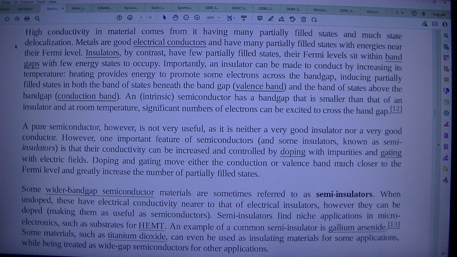Metals are good electrical conductors and have many partially filled states with energies near the Fermi level. Insulators, by contrast, have few partially filled states. Their Fermi levels sit within bandgaps with few energy states to occupy. Importantly, an insulator can be made to conduct by increasing its temperature.